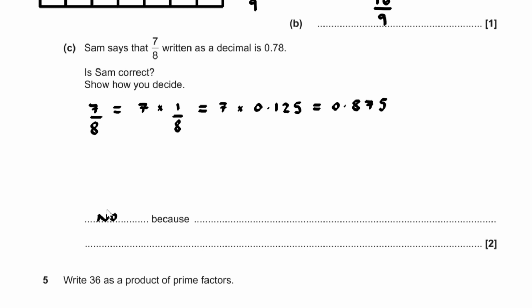So is Sam correct? No, and that's because the 0.78, which is what he found, does not equal 0.875.